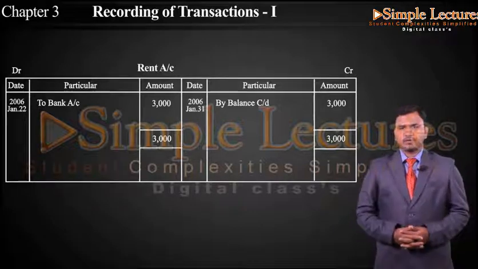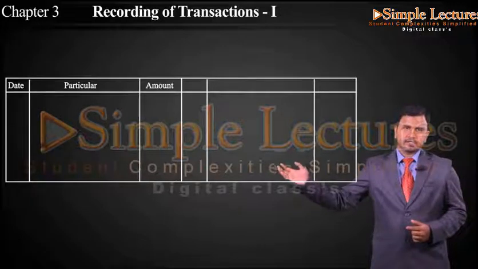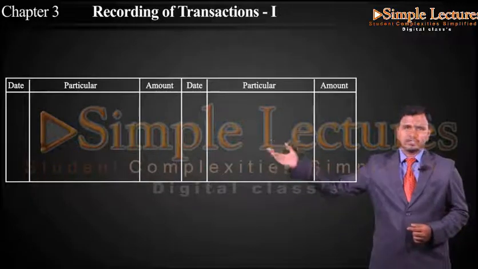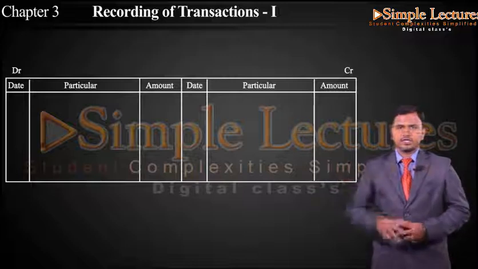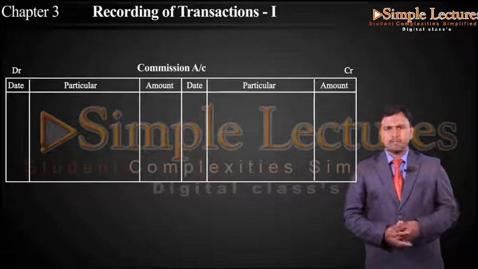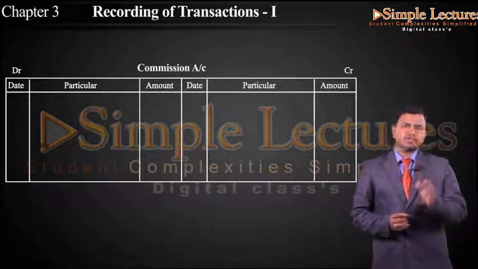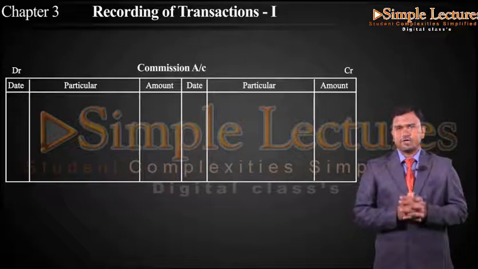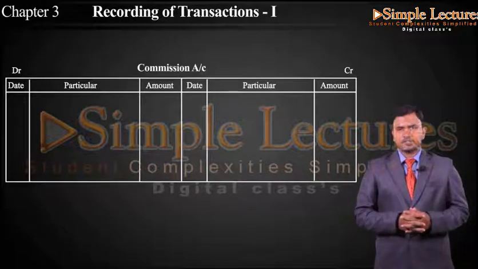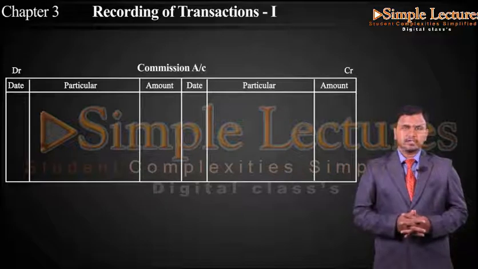The next account we have to prepare is for commission. Again the format remains the same: date, particulars, amount, debit side, credit side, and the title commission account. Coming to the journal entries, we receive commission only once, and where commission was credited, the entry should be posted on the credit side.